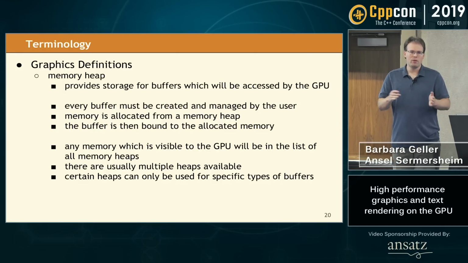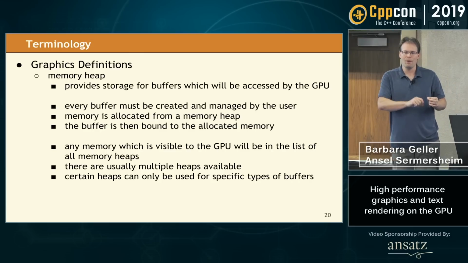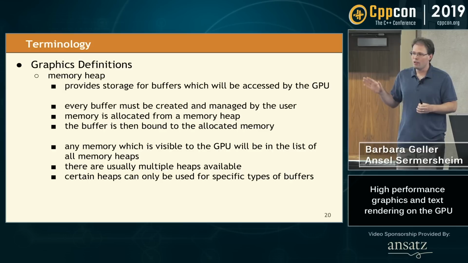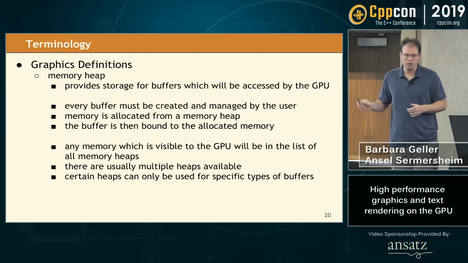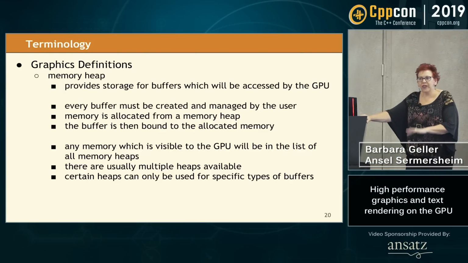All the memory that's visible to the GPU will be visible in a list of memory heaps that you can query Vulkan for. So you can find out about all the different areas where you can store things. Certain heaps have different properties, so you can only store certain types of buffers on them. This is very complex to get right, and it is one of the things our library manages for you. So you don't have to actually control the memory heap. We've put that in the library.